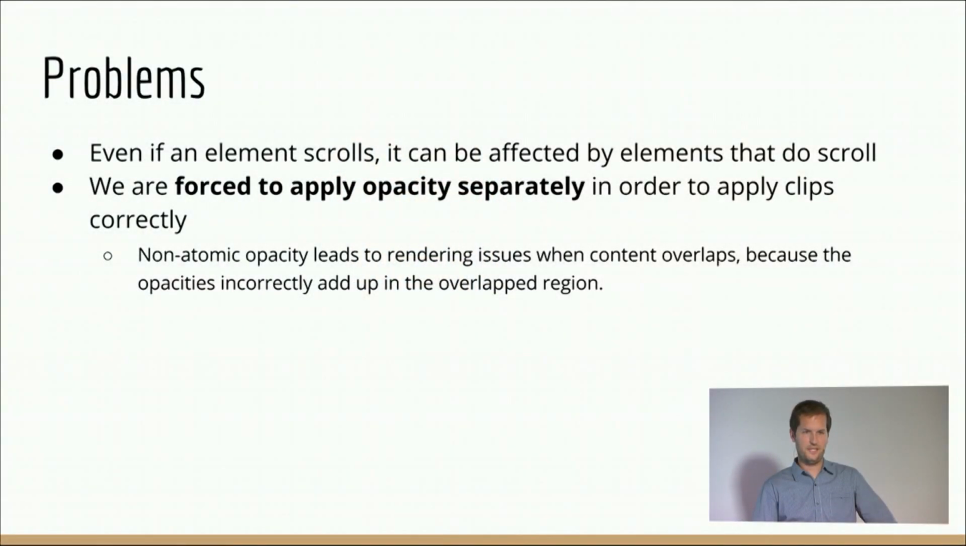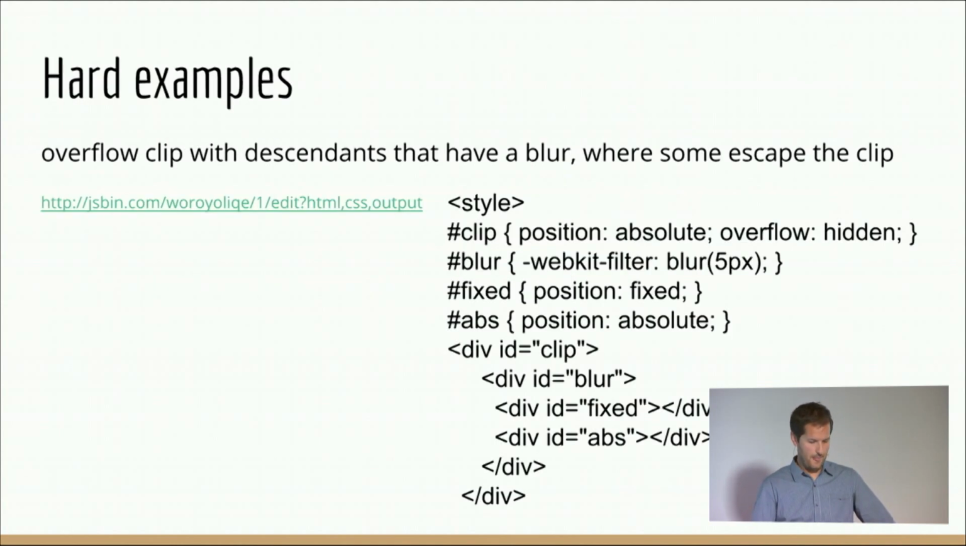Okay, so yes, you can be forced to apply opacity separately in order to have a reasonable rendering structure in certain bizarre cases in the presence of overlap. So a third example: here you have clip with descendants that have a blur, where some escape the clip. Really this is another variation on the opacity one.